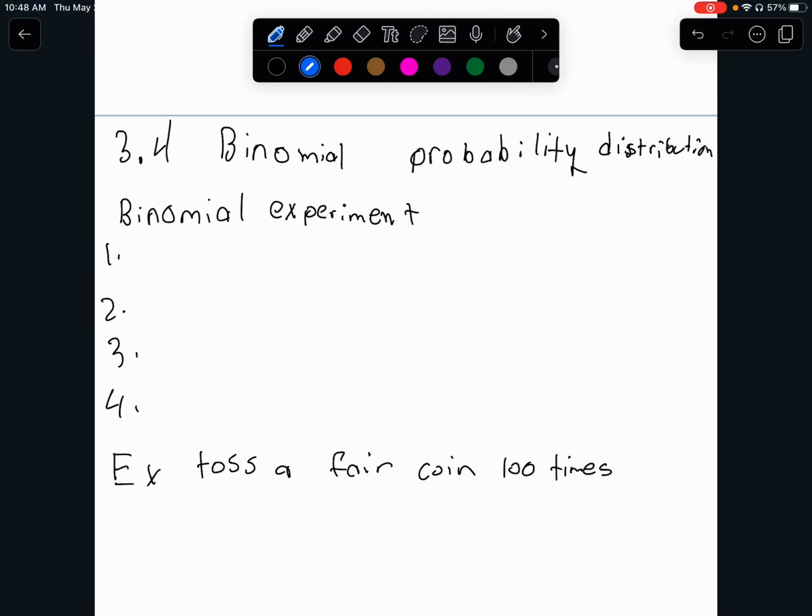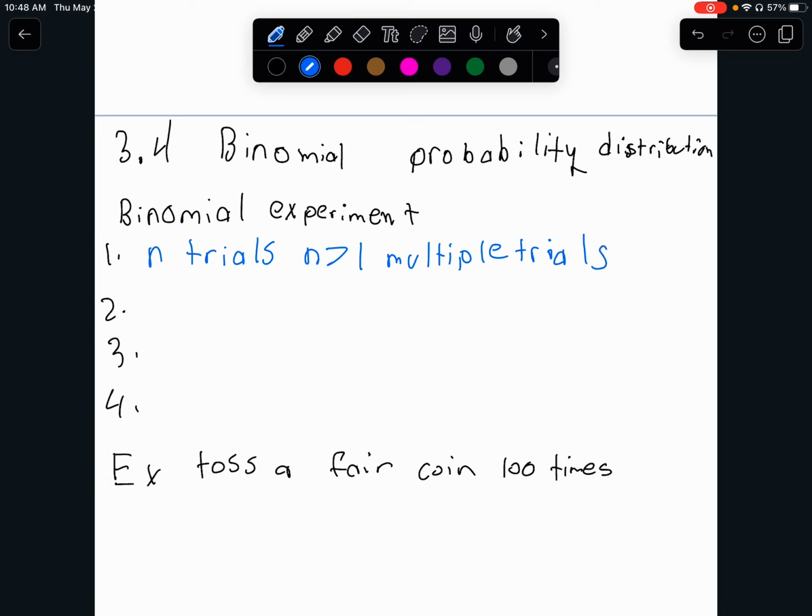Alrighty, so today in 3.5, we're going to go over the binomial probability distribution. In binomial experiments, there are four things we have to remember. First, it consists of n trials, where n is greater than 1, and can contain multiple of these trials.